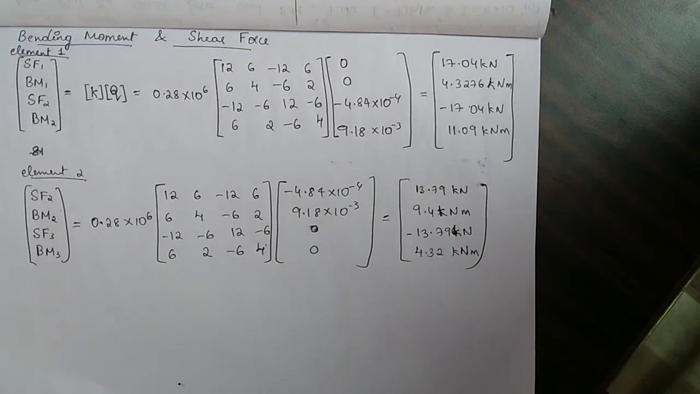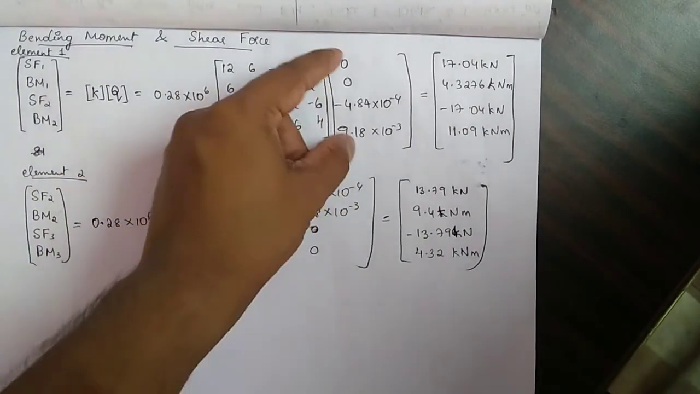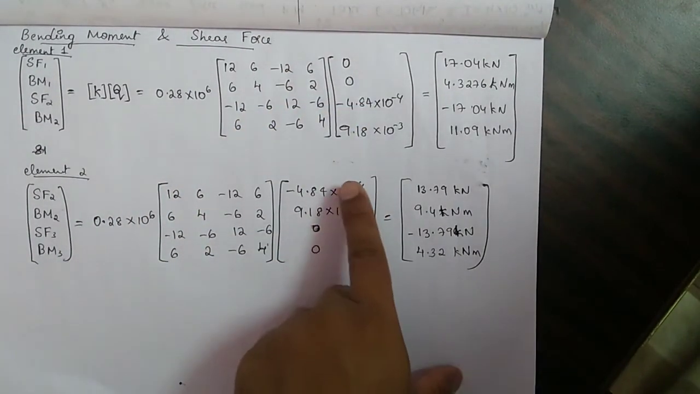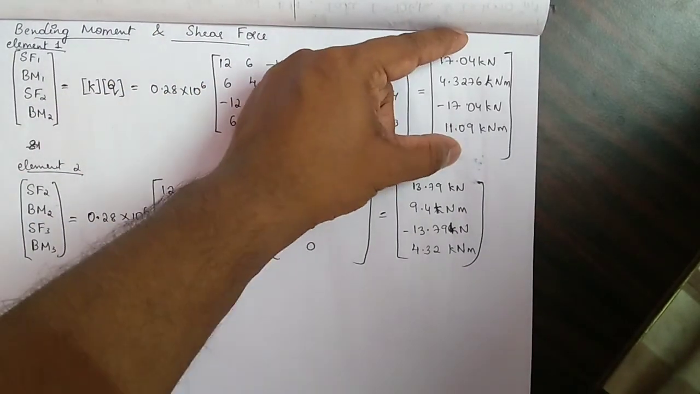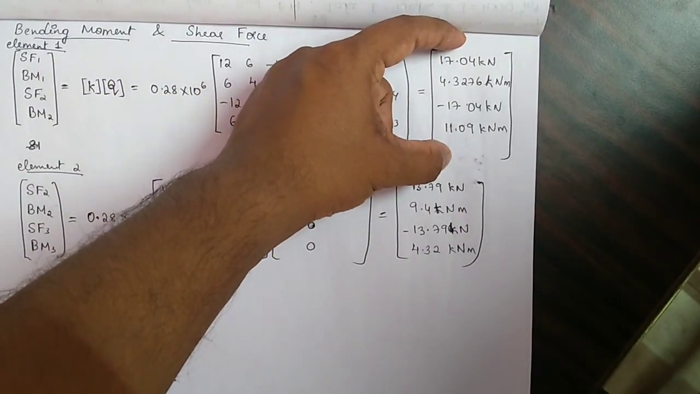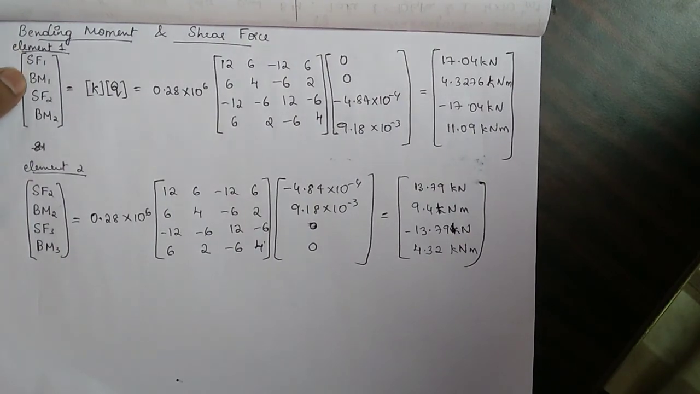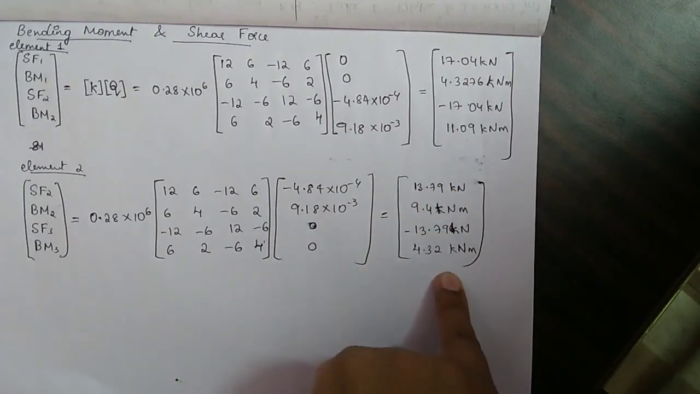The next part of the question is about bending moment and shear force, which they have asked. It is a direct formula, K into Q. We have found the K value already, and we have the Q value. For the first element it is Q1, Q2, Q3, Q4. For the second element it is Q3, Q4, Q5, Q6. So I have multiplied it and written the answer. We can verify the answer. For element 2 it will be SF2, BM2, SF3, BM3, and for the first element it is SF1, BM1, SF2, BM2. I have multiplied it and got the answer. So this is the final answer they have asked for, the bending moment and shear force.